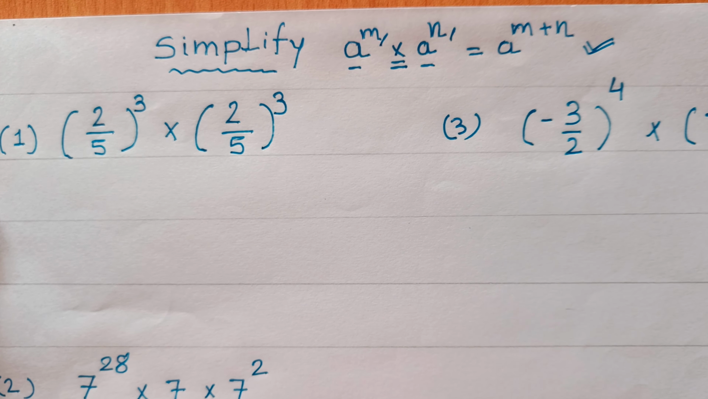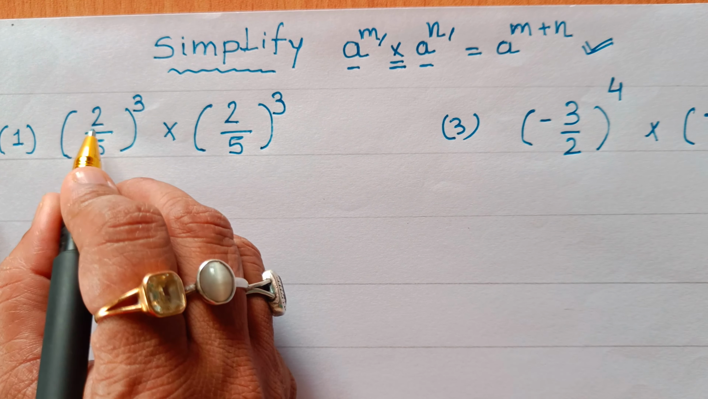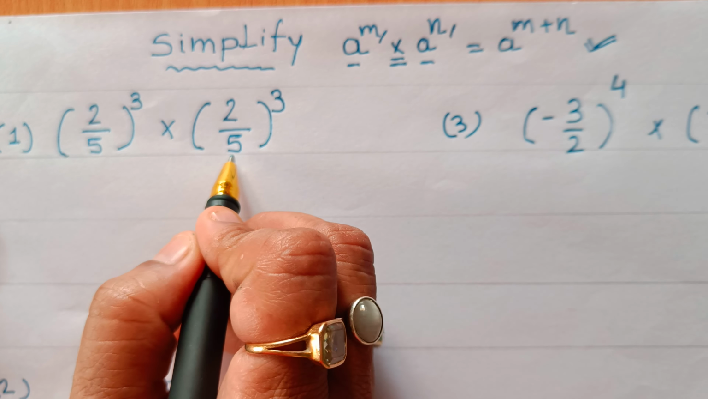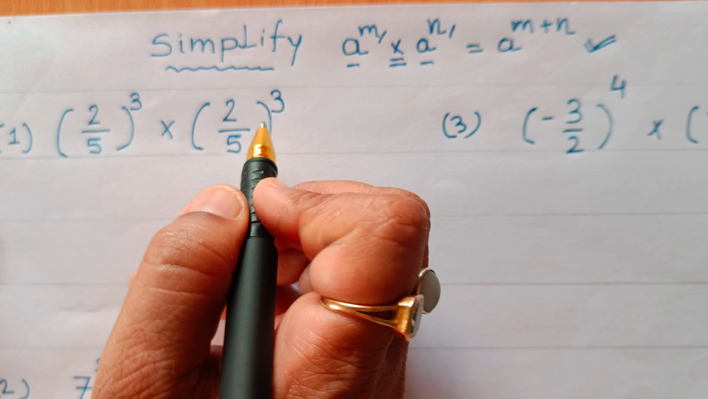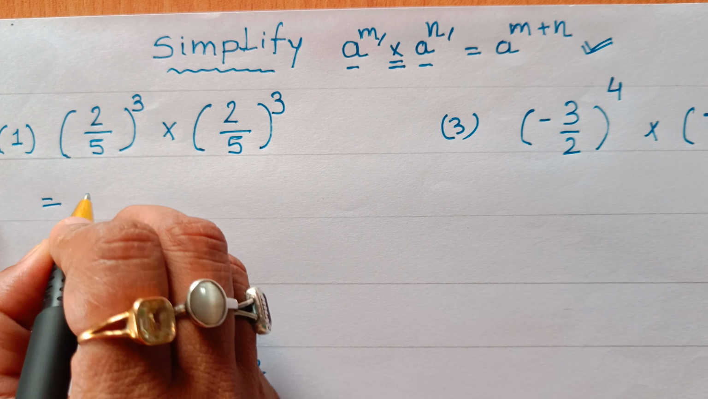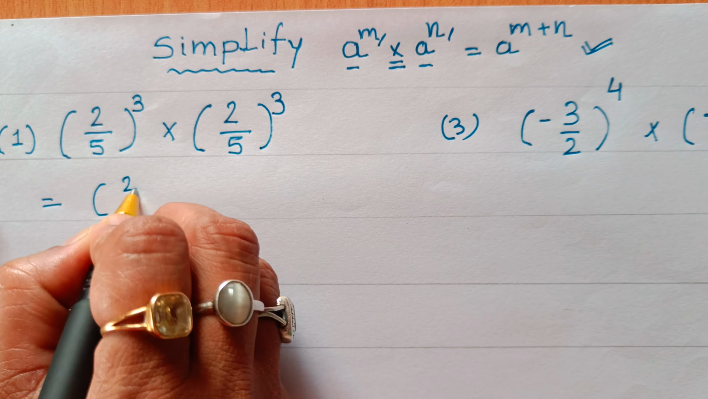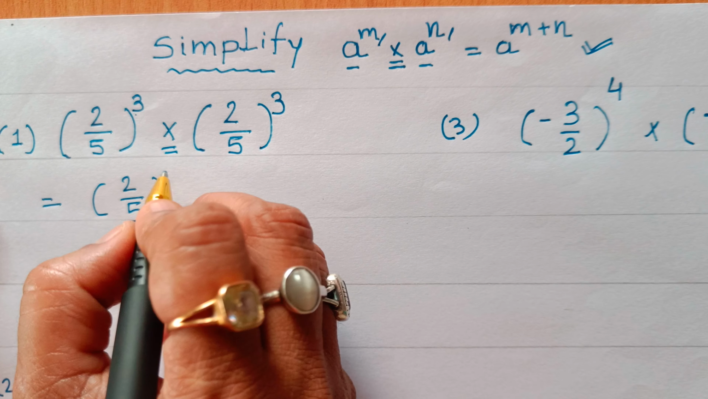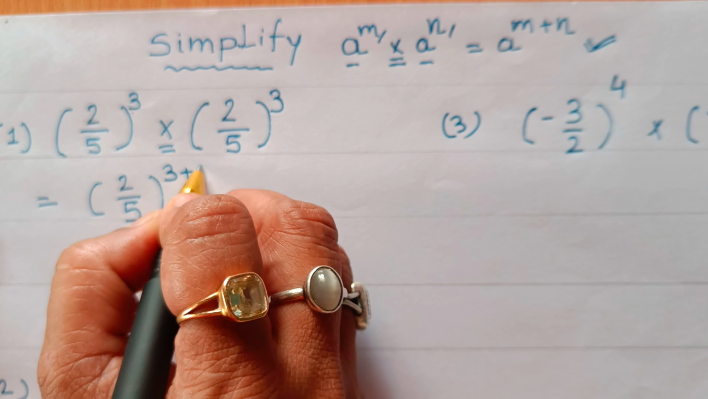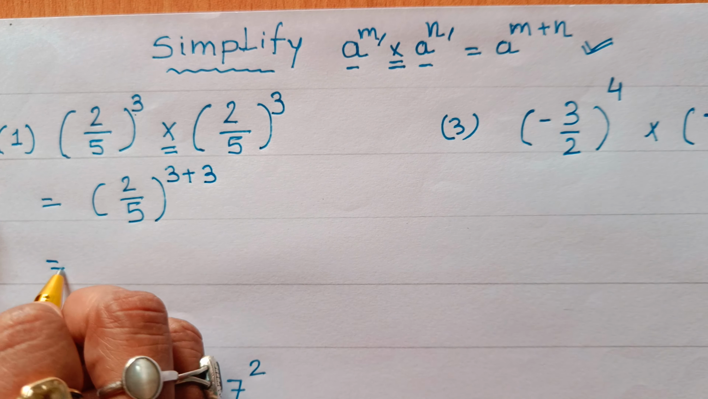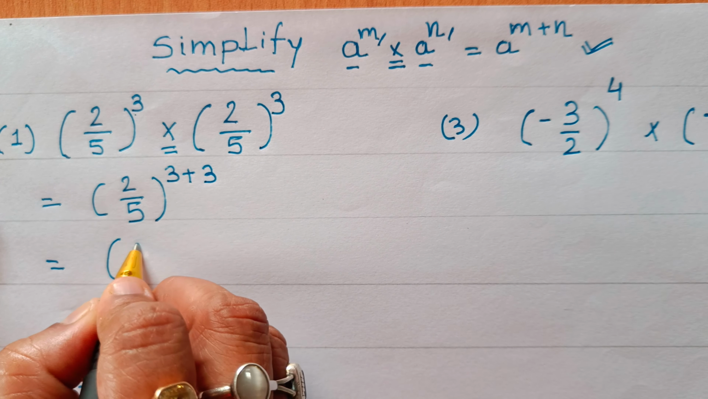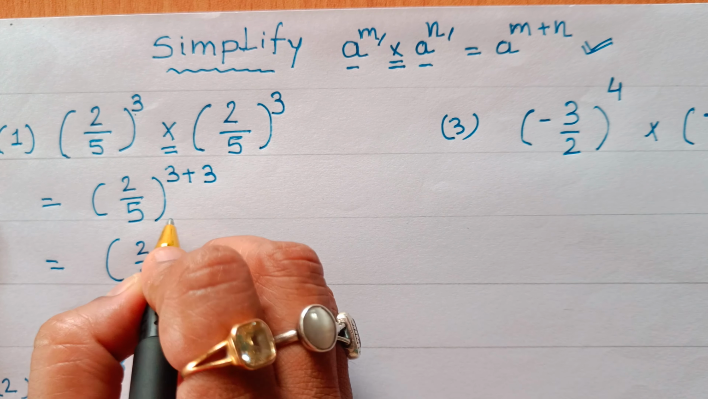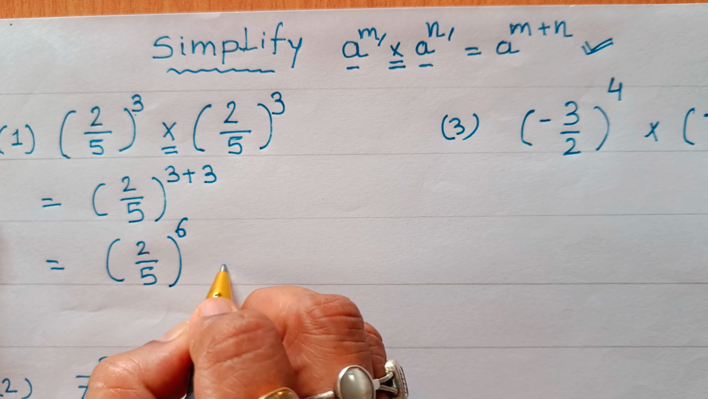Now, in the first problem, children, the base is 2 by 5 multiplied by 2 by 5, and the power is 3. Therefore, addition of powers: 3 plus 3. It is equal to 2 by 5 whole raised to 3 plus 3, which is 6. That is our answer.